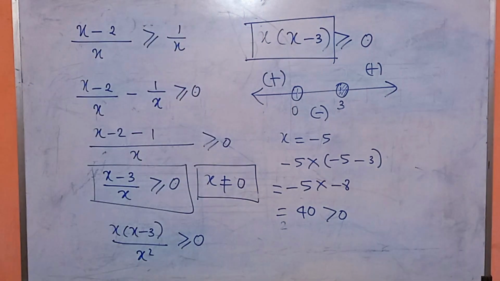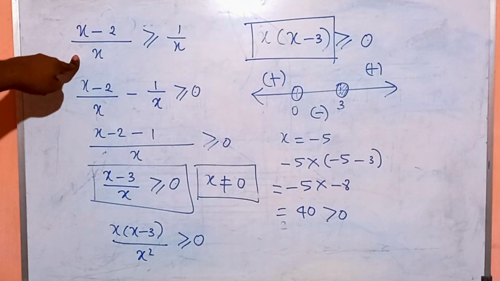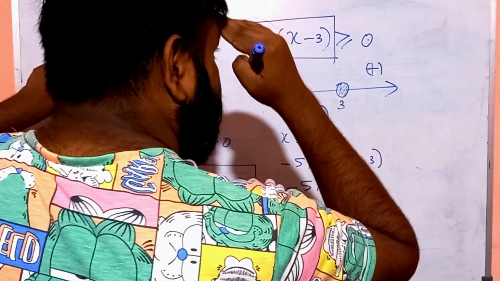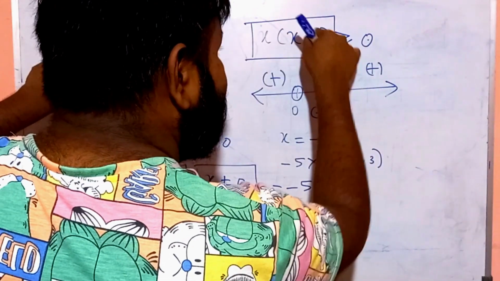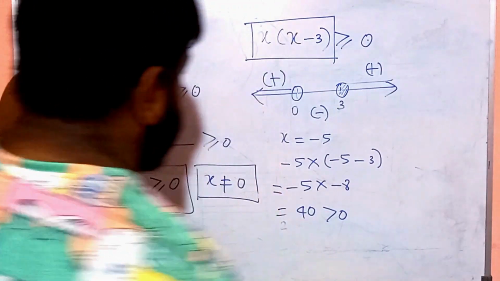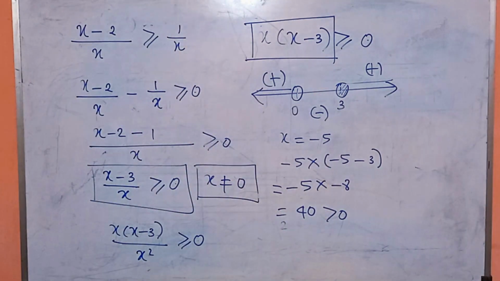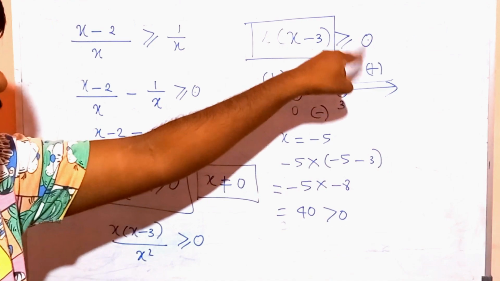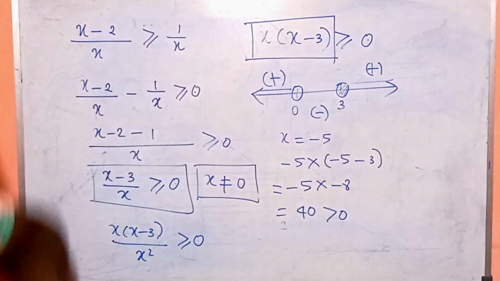So we have to find the range of x which satisfies this inequality. The sign is greater than or equal to 0, so if the final sign is greater than or equal to 0, then you have to take the positive region. If it's smaller than or equal to 0, or smaller than 0, then you have to take the negative region. Here it is greater than or equal to 0, so you have to take the positive region.